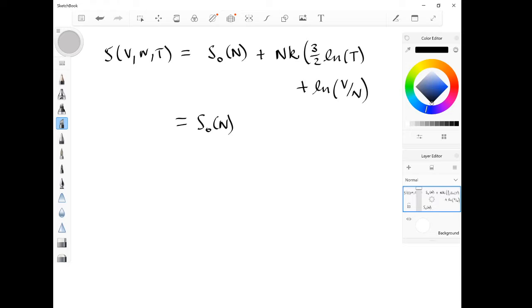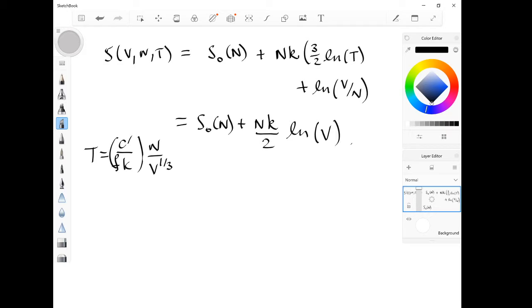And then if we just plug in our temperature from before, so temperature being C dash on Fk, then n on V, that's equal to nk half log of V. Alright, and so that's what we end up with. So as the volume decreases, the entropy decreases, which is kind of what we expect.